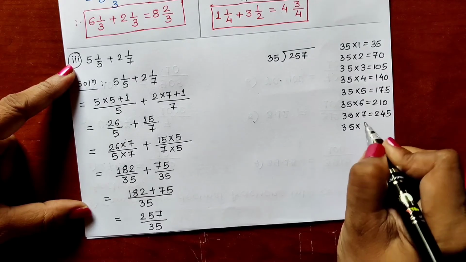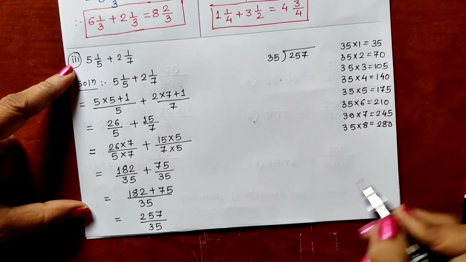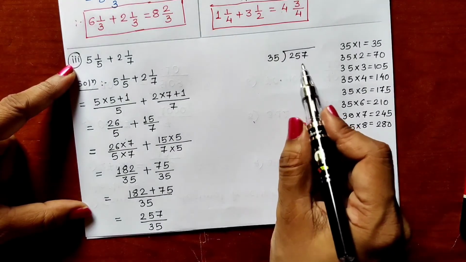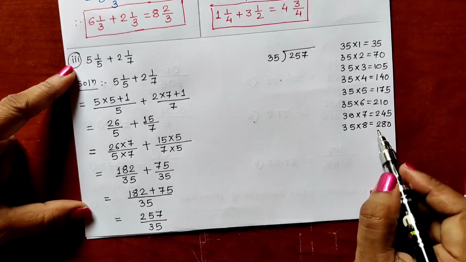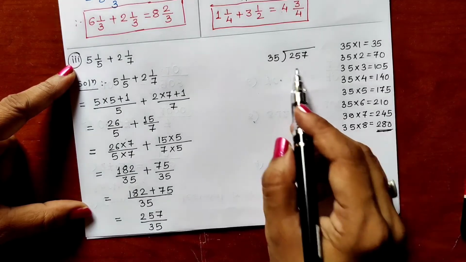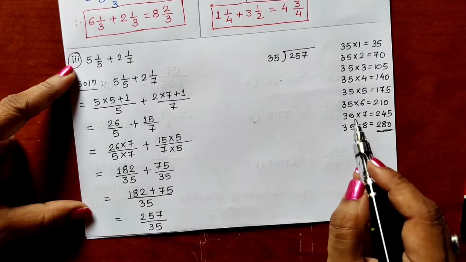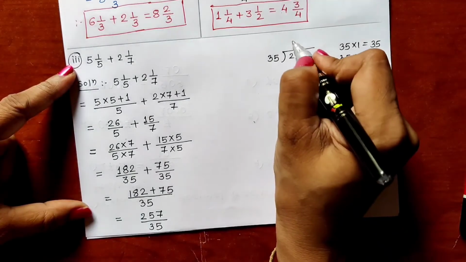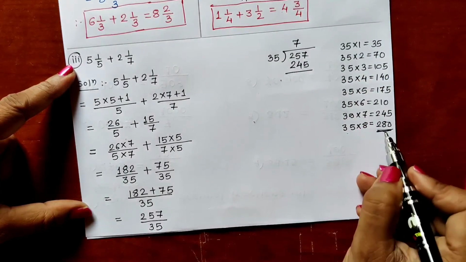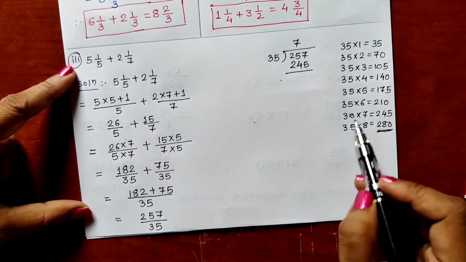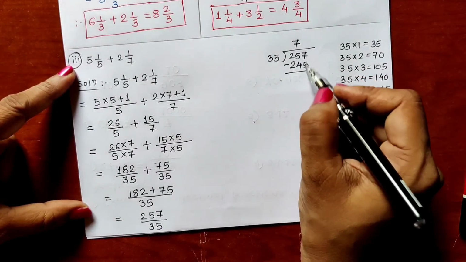35 eights are 280. Okay, I will do till 280, because we have got 257 here, and here we are getting 280, which is bigger than 257. So 35 eights are 280, we should not take. We have to take 35 sevens are 245, because 280 is bigger than 257. So we have to take 35 sevens are 245, and subtract: 257 minus 245.